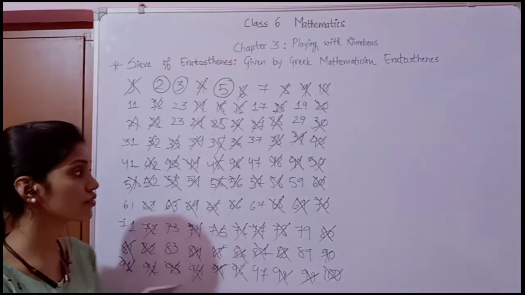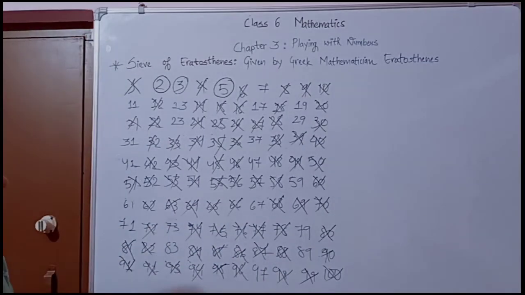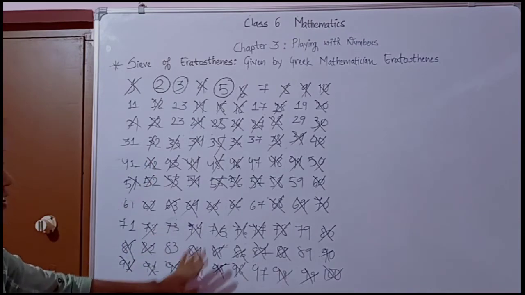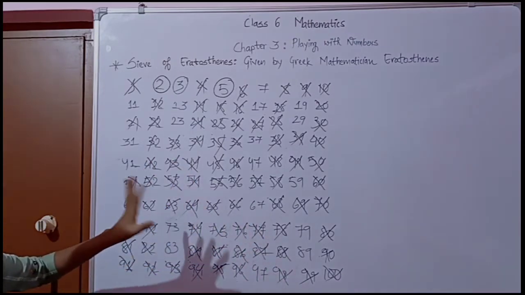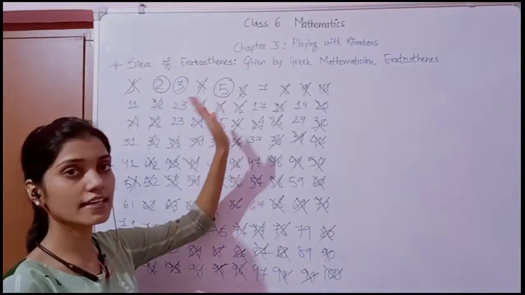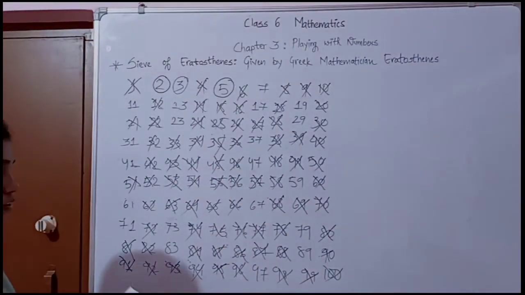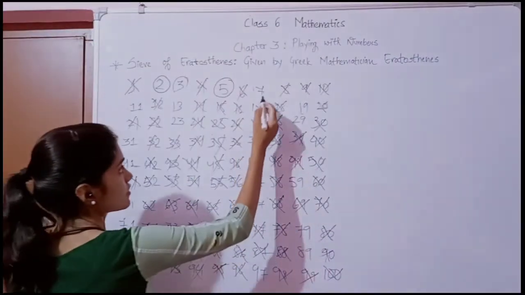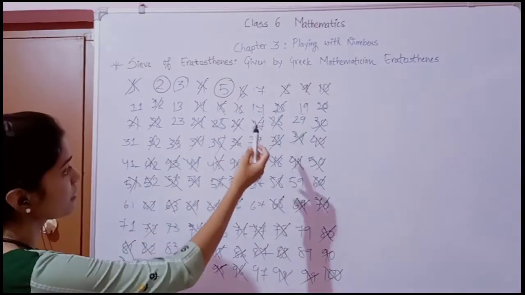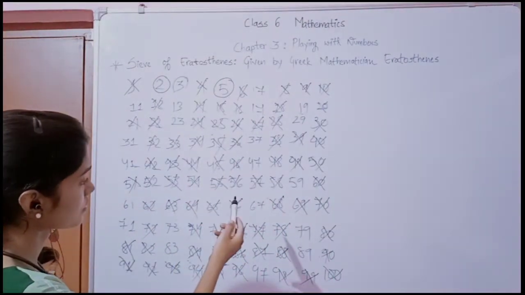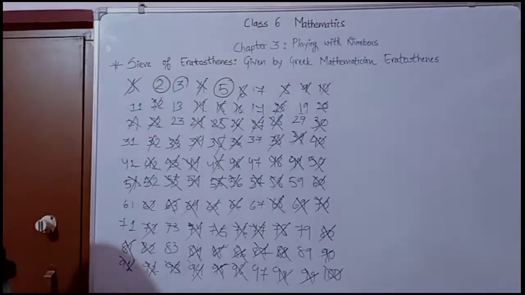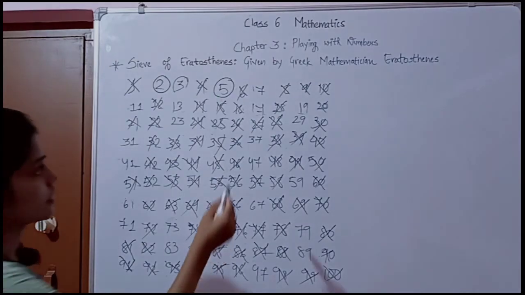Now we have to continue this till all the numbers are either crossed out or encircled, like these 3 numbers. So let's see the multiples of 7. Is there any multiple of 7 that has not been crossed? No, there is no such number, right? So we will encircle it.